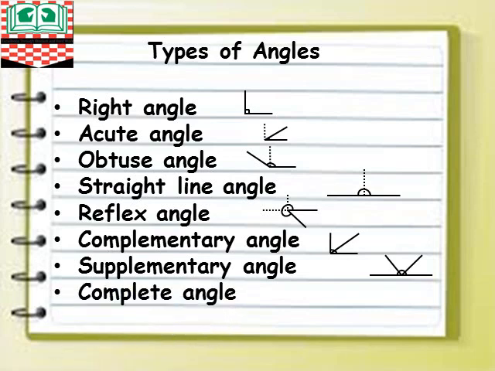Now, complete angle. It's just like rotating back to the original point. You can see all the way from here, from zero, it rotates down to here, which is 180, right? Then it goes again, which gives you 360 degrees. It's called a complete turn or a complete angle. Is that okay? And it's 360 degrees.